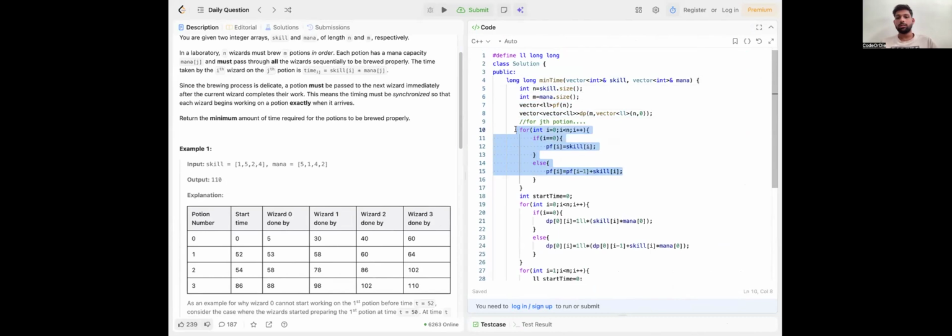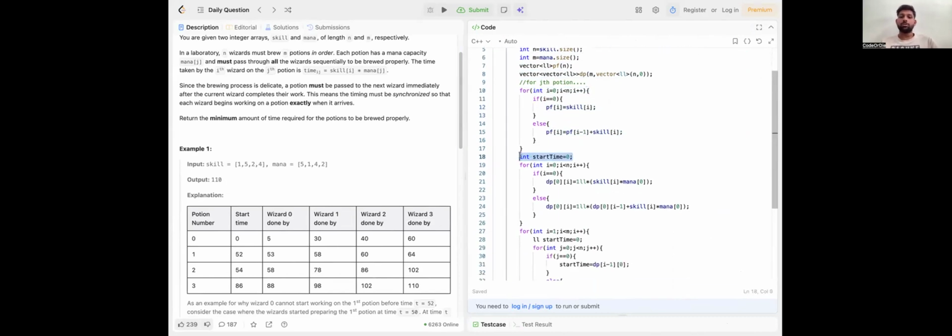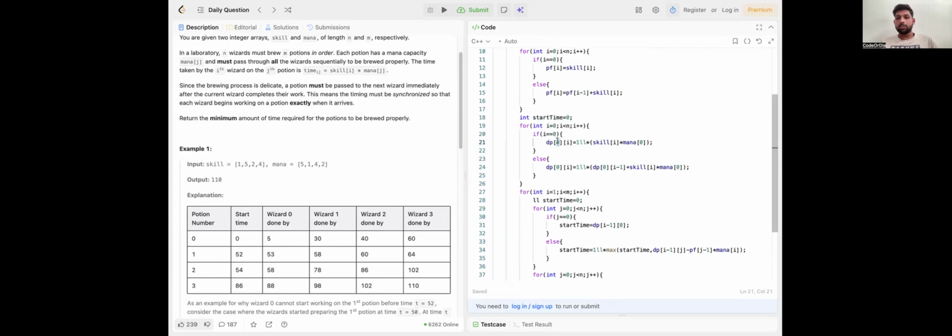No doubt in this. Then I'm considering my start time as 0. For the 0th portion, if I is equal to 0, my time will be skill I into mana 0, or I would say skill 0 into mana 0, it's nothing. And if I is not equal to 0, then my dp of 0 I will be dp of 0 I minus 1 plus skill I into mana 0. What is dp of 0 I minus 1? The end time of the previous guy. So after that only you will start, and this will be the time that you will take to complete this task. So you just add to calculate the end time of your process.